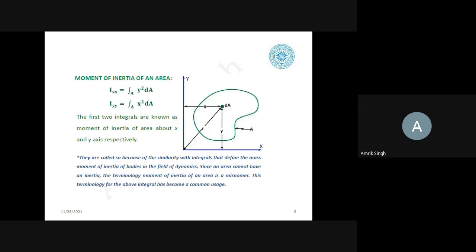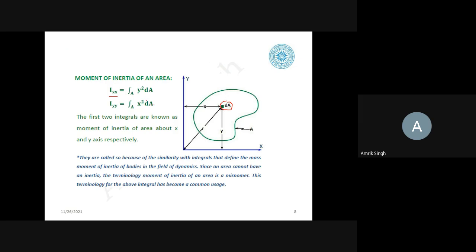Before we proceed further, let's brush up our fundamentals. So, moment of inertia about x-axis. If this is an area A and we choose a small elemental area dA here, then about the x-axis, the moment of inertia can be given as the integral over the area A of y square dA. And if we take about y-y, then it is the integral over A of x square dA.